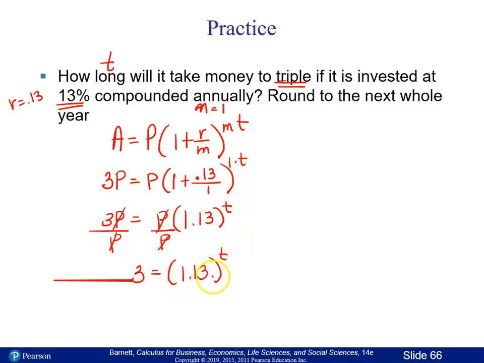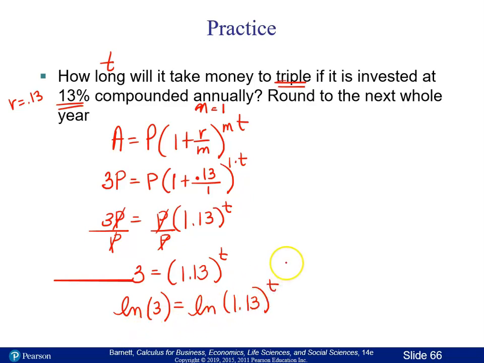Okay, so then because the t is in the exponent, and that's one thing I maybe haven't said as clearly as I should, the reason that we have to use these logarithms to solve equations like this is because the variable is now in the exponent. So in order to get that exponent down where we can actually work with it, we have to take a logarithm.